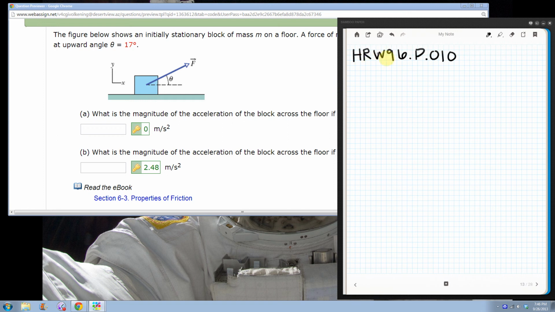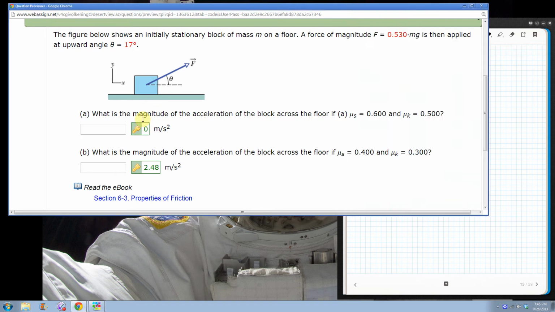This is problem HRW96P010 on WebAssign. So we've got this box on a floor. It says it's initially stationary, of mass m, on a floor. When we apply a force of some multiplier times mg right here at an upward angle of, well, an angle.